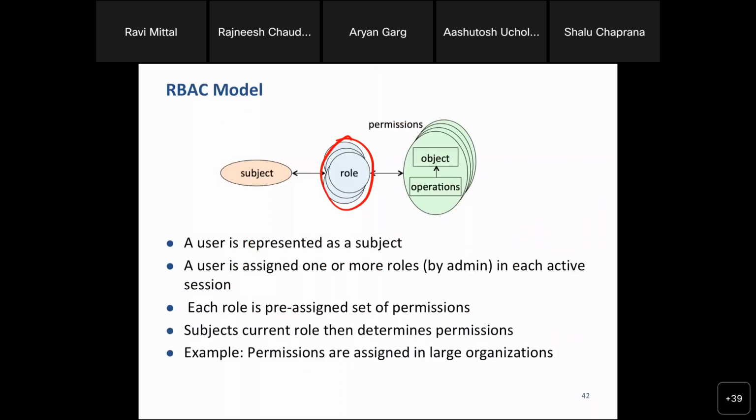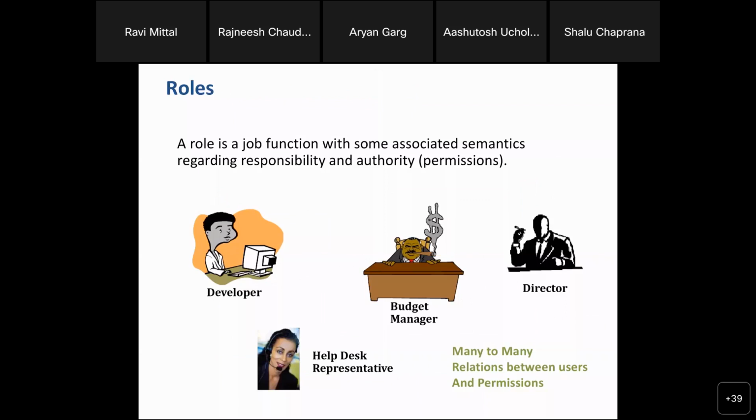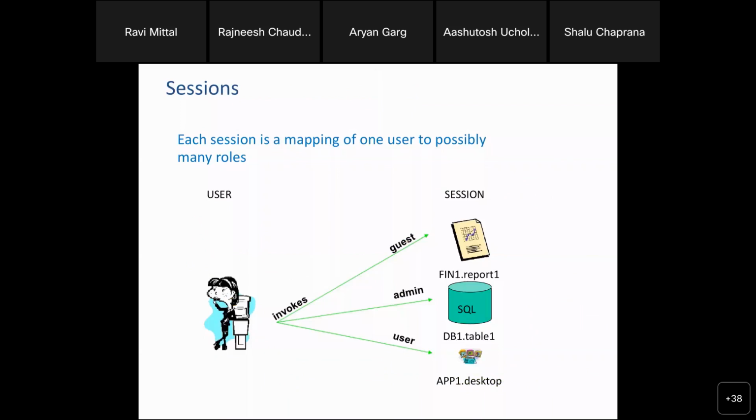For example, an individual can be defined various roles, and then for each role access rights are given. For role 1, a person can access only server 1. For role 2, the person will have access rights over server 1 and server 2. A person with role 3 will have access rights over servers 1, 2, 3, and so on. A role could be anything like developer, budget manager, director, help desk representative, and so on. And accordingly, permissions can be granted. Roles are active only for a certain time. You can be head of, say, the drama club only for a year. Then you have access rights over different objects only for a year.